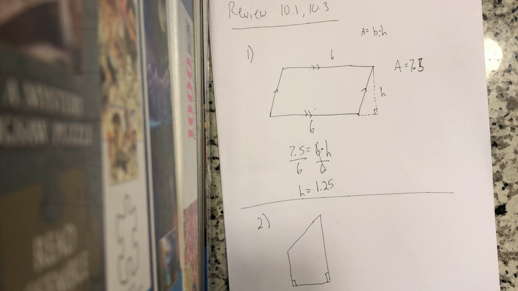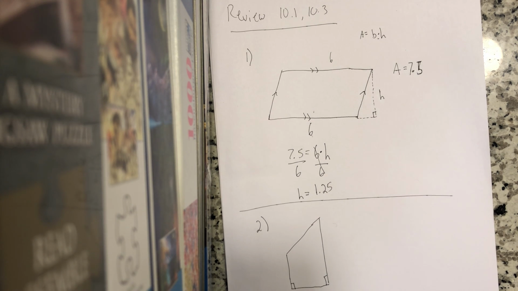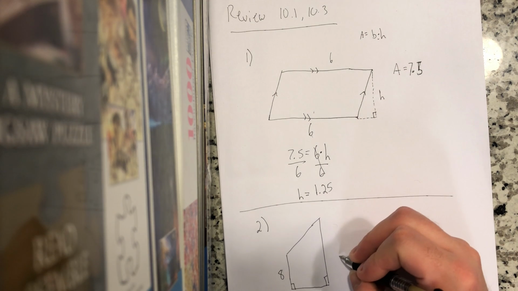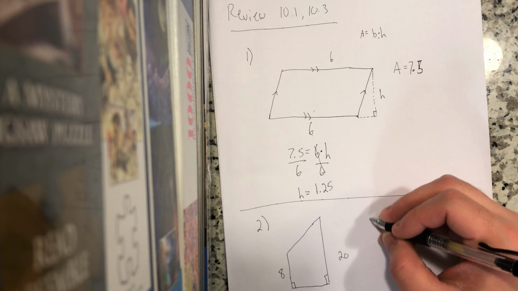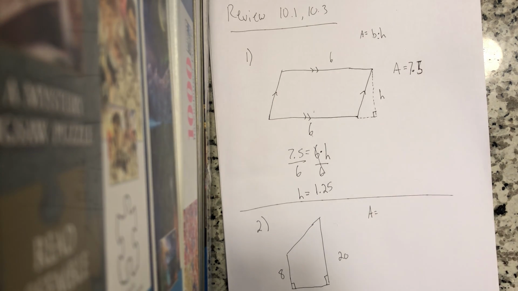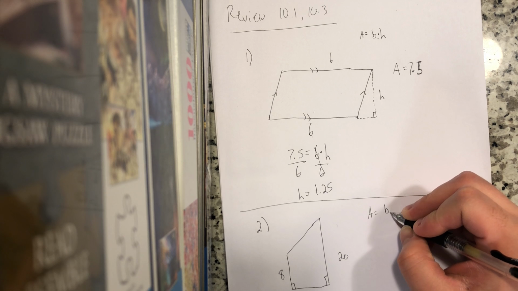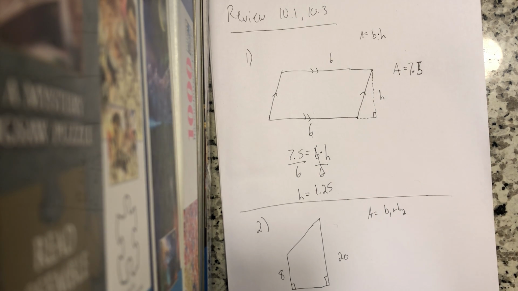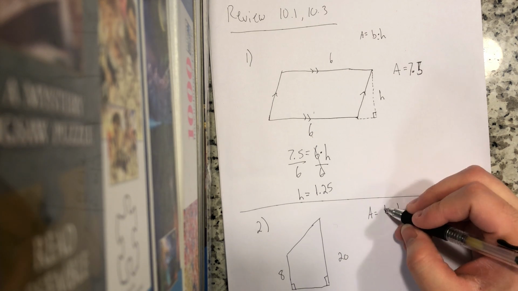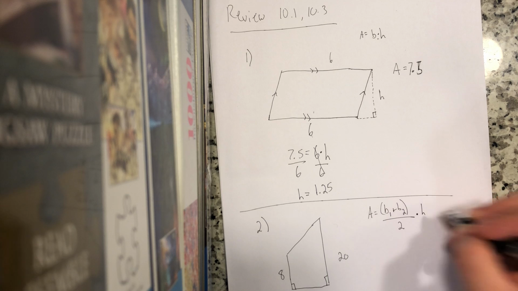Remember, a trapezoid is a shape that has one pair of parallel sides, and then it's got one pair of sides that are not parallel to each other. Okay. The area formula for a trapezoid here is A equals base 1 plus base 2, remember, the bases are going to be the lengths of the sides that are parallel to each other, divided by 2 times the height.